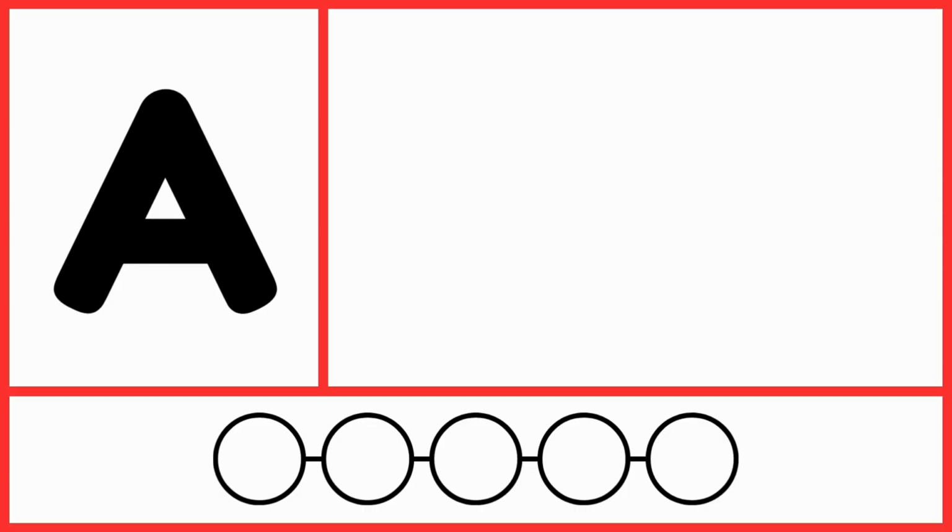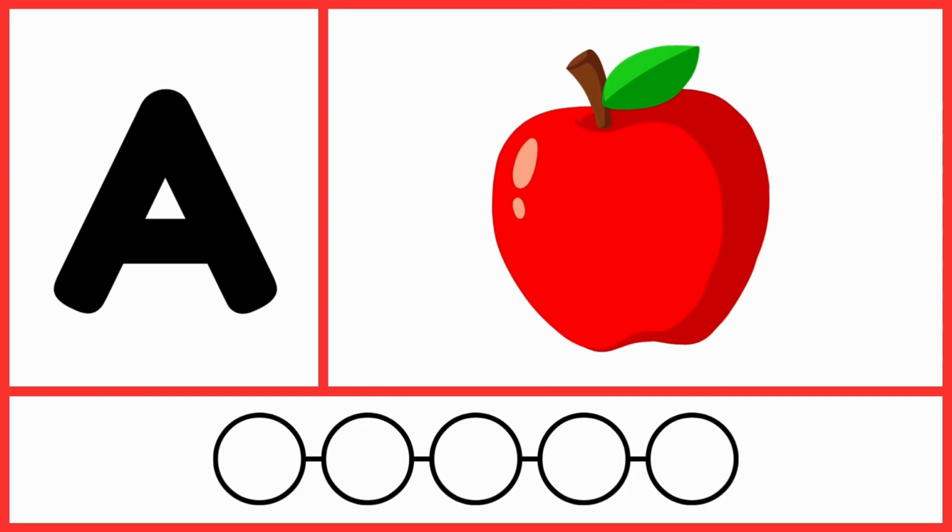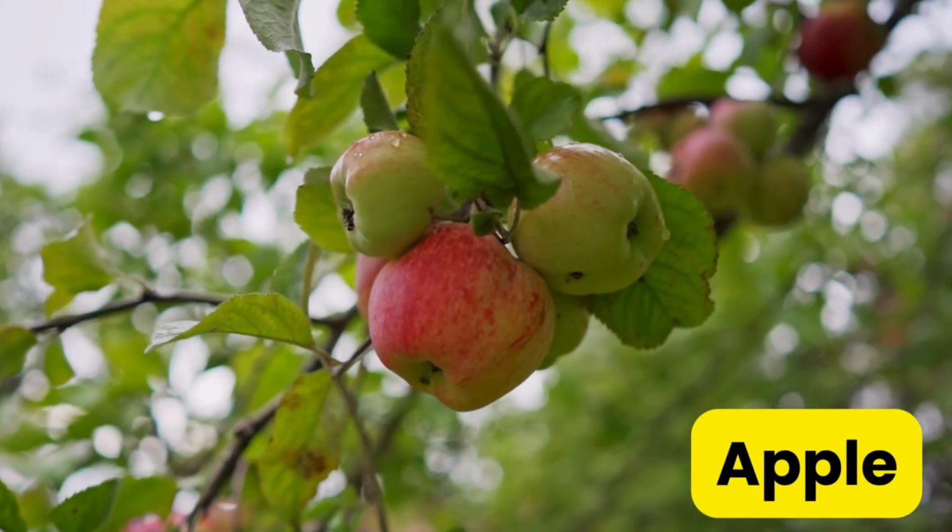A. A is for apple. Let's spell it. A, P, P, L, E. A is for apple. Apple.